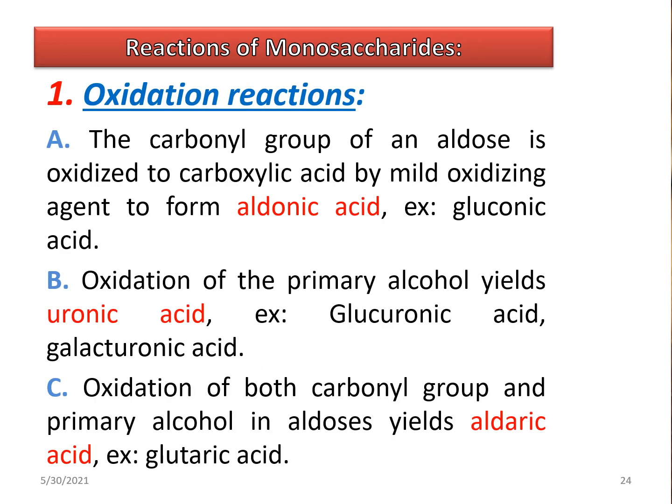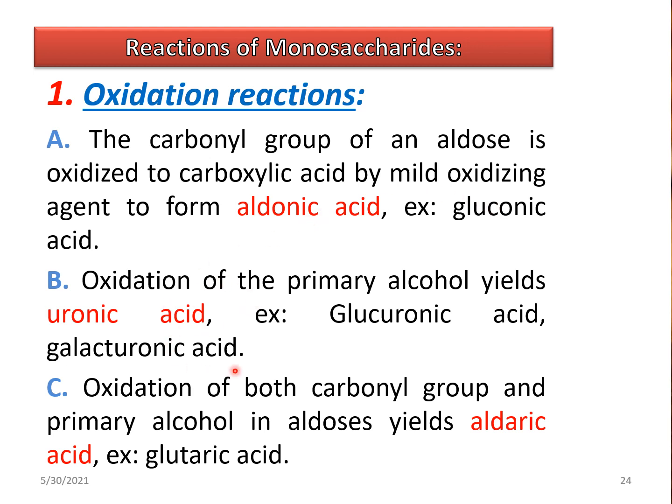Now we discuss the reactions of monosaccharides. We start with the oxidation reactions. We have 3 types of oxidation reactions of monosaccharides. If the carbonyl group of an aldose is oxidized by a mild oxidizing agent to carboxylic acids, the result is an aldonic acid. For example, if the aldose is glucose, and if there is oxidation of the carbonyl group of glucose, the resultant is gluconic acid. It's an example of aldonic acid.